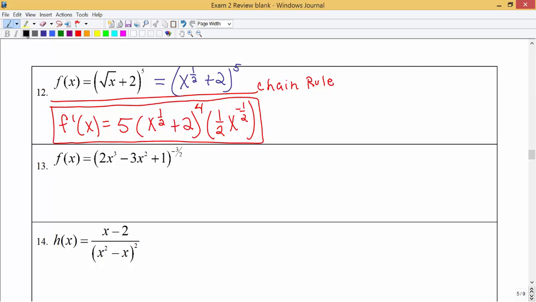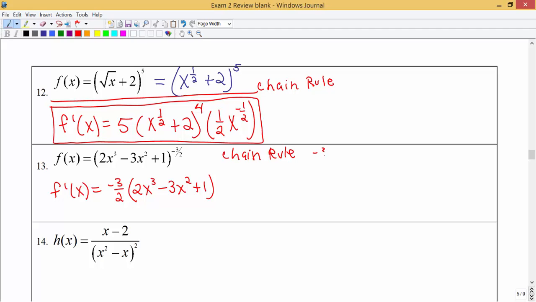Alright. For number 13, we're going to use the chain rule again. We have everything in parentheses raised to the same power. So we're going to use the chain rule here again. Alright, so we're going to bring down the power to the front, so that's negative 3/2. Write down the inside of the function as is. Then reduce the power by 1.